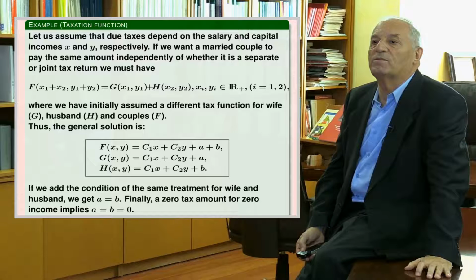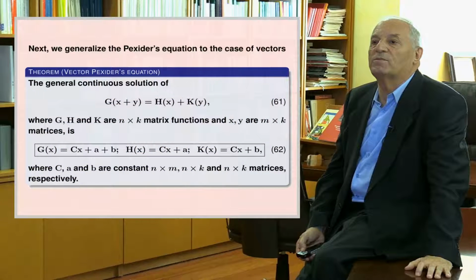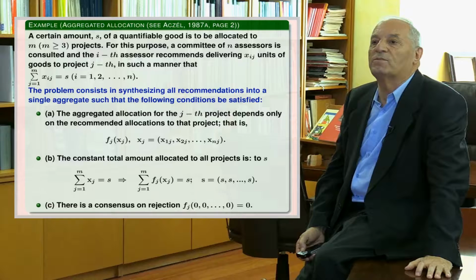Finally, if wife and husband, as it must be, have the same treatment, we get A equal to B equal to 0. Next, we generalize the Pexider's equation to the case of vectors and give the general solution by means of this theorem. Next, we present an aggregated allocation model provided by Aczél in 1987.